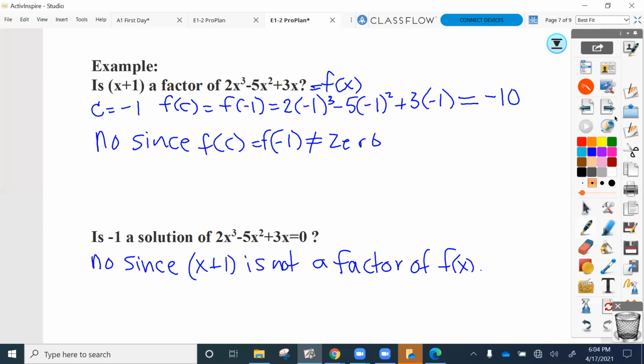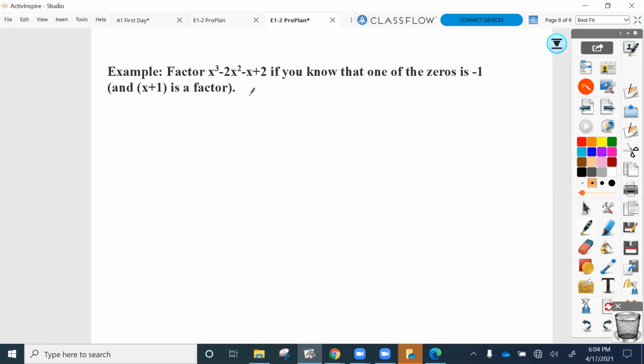All right, and a couple other kind of things I can ask you. So here's an example, and you happen to know that one of the zeros is -1. Another thing you know, if a 0 is -1, then you know that x plus 1 is a factor. Remember, on the homework assignment, I might tell you a 0, or I might tell you the factor, right? So you have to make sure you can go back and forth.